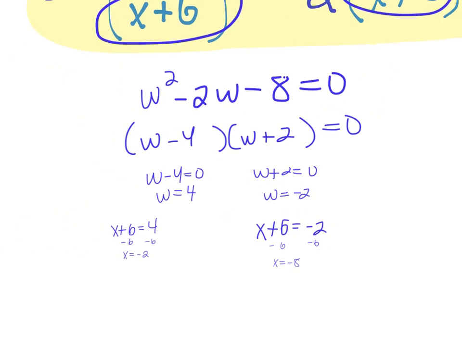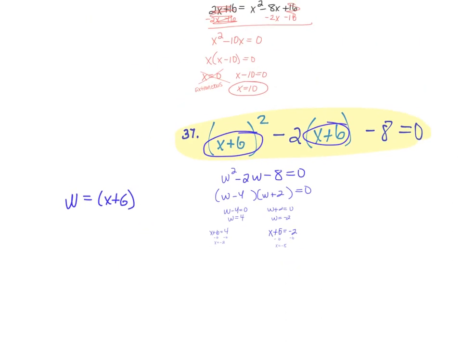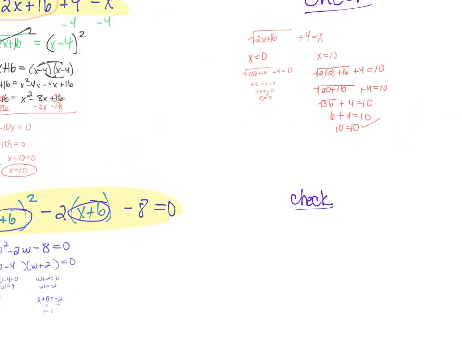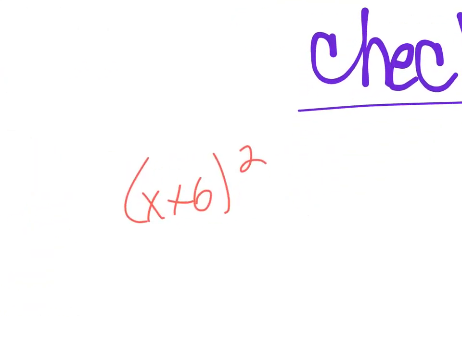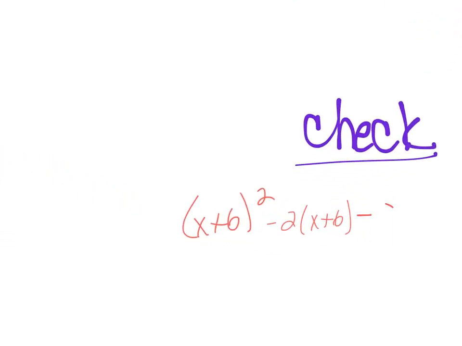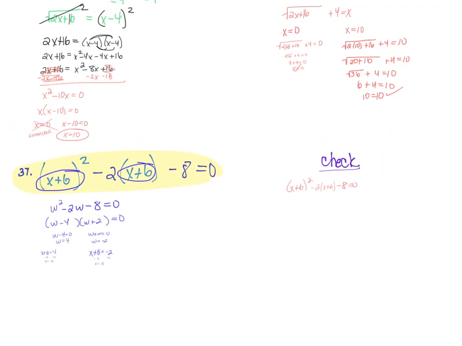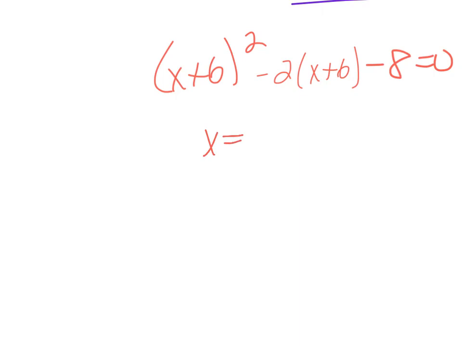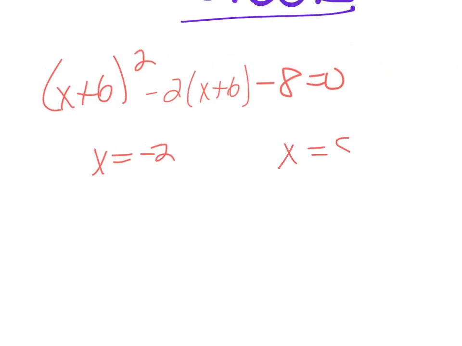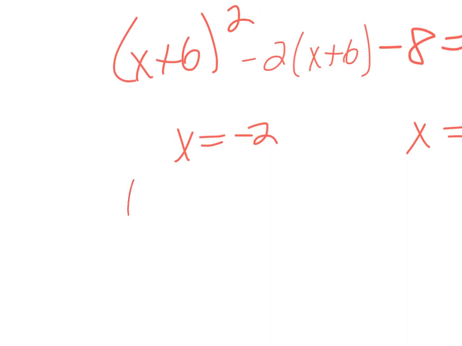Do I know for sure that those two things work? No. So how do I figure it out? You're going to plug it back in. We're going to check. So I take my original problem, which is X plus 6 squared minus 2 times X plus 6 minus 8 equals 0. So I'm going to plug in negative 2 and negative 8. You guys with me? Okay. So watch. Negative 2 plus 6 squared minus 2 times negative 2 plus 6 minus 8.